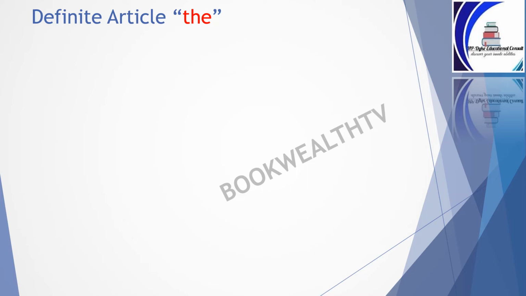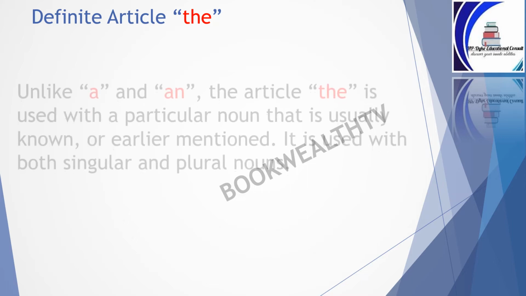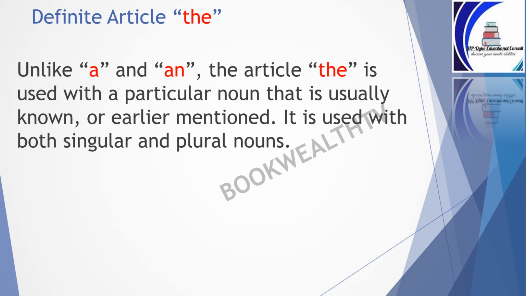Definite article the. Unlike article a and an, the article the is used with a particular noun that is usually known or earlier mentioned. It is used with both singular and plural nouns. Let's see examples.